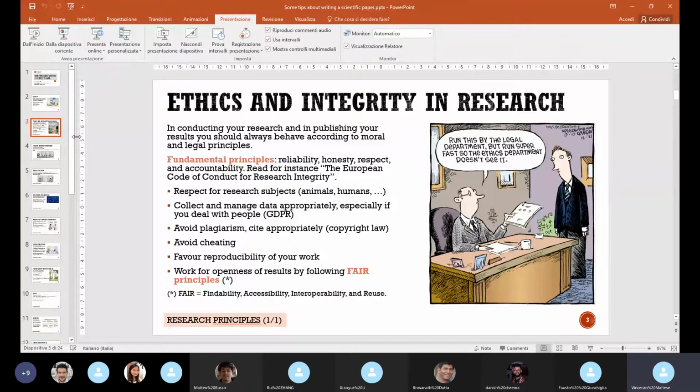In terms of general principles, of course, it's important to avoid plagiarism. So whatever you reuse or write in your paper has to be appropriately cited, not only text, but also pictures, tables, and whatever. Of course, you have to avoid cheating. This means that whatever you write should be supported, for instance, by means of citations and or experimental data. And also you should favor reproducibility of your work. When you write about what you have done, it should be described ideally in a way in which every other researcher can replicate what you have done.